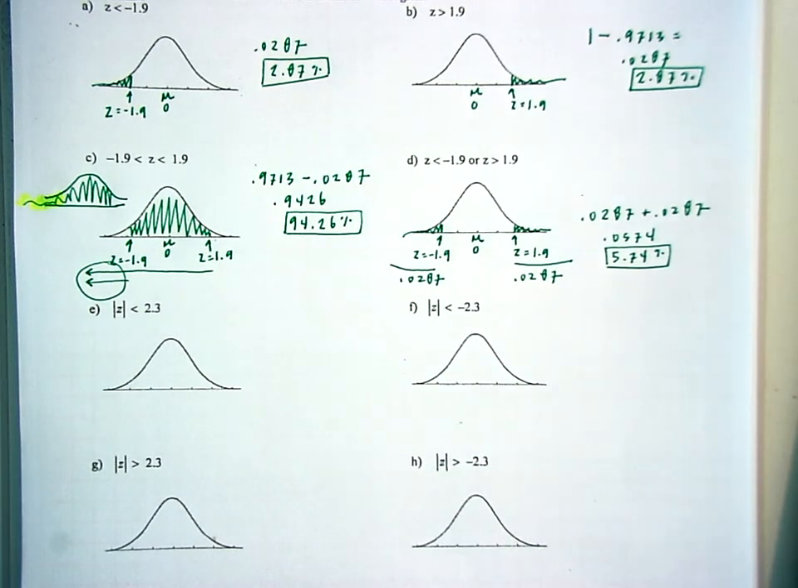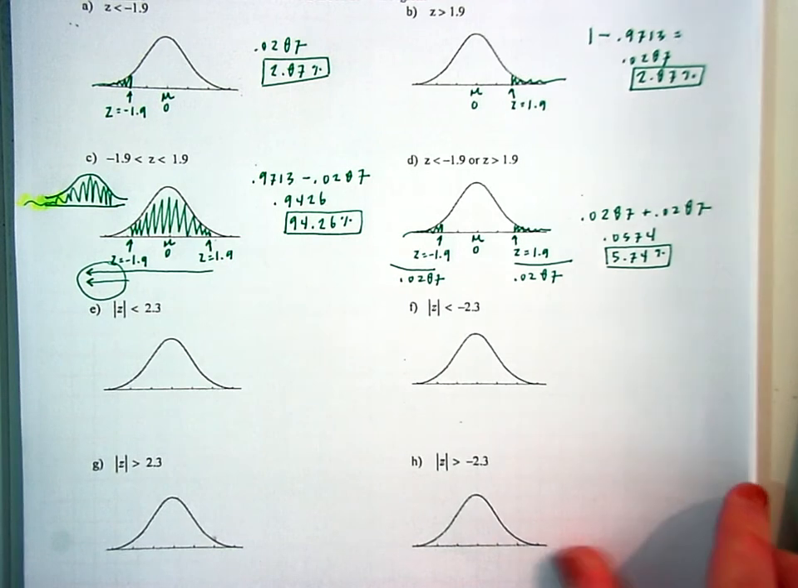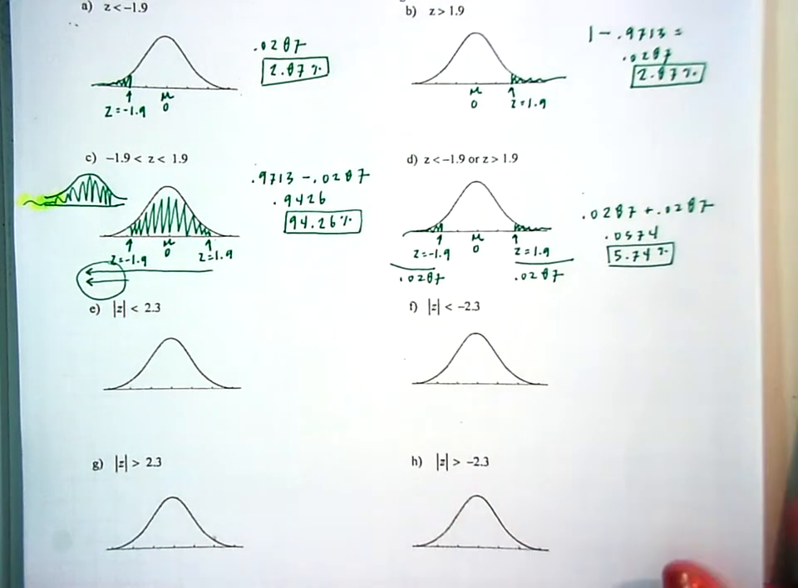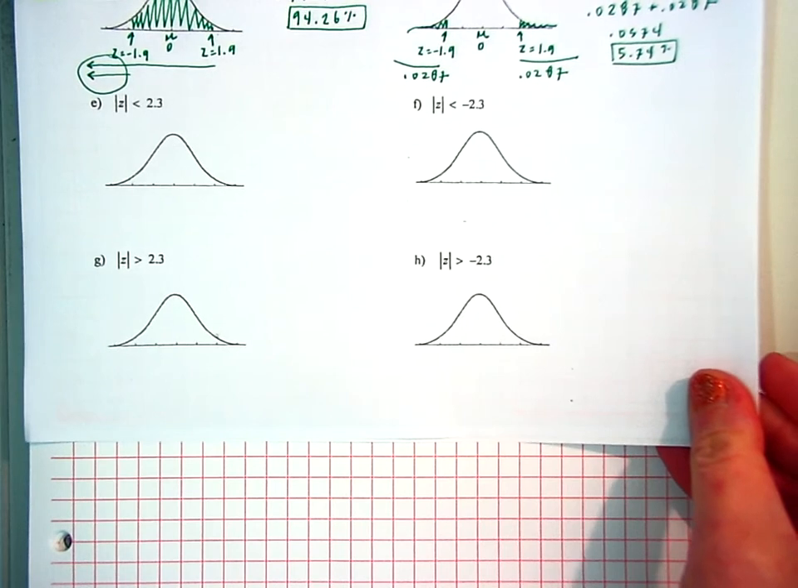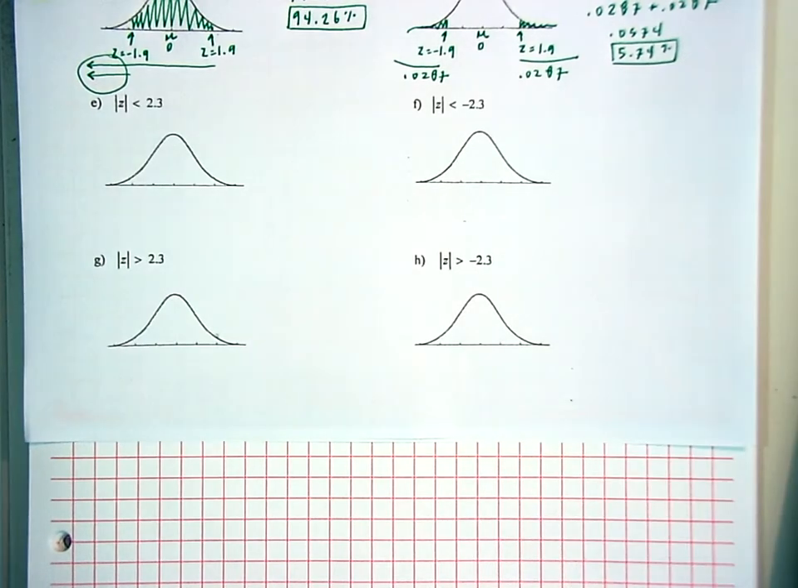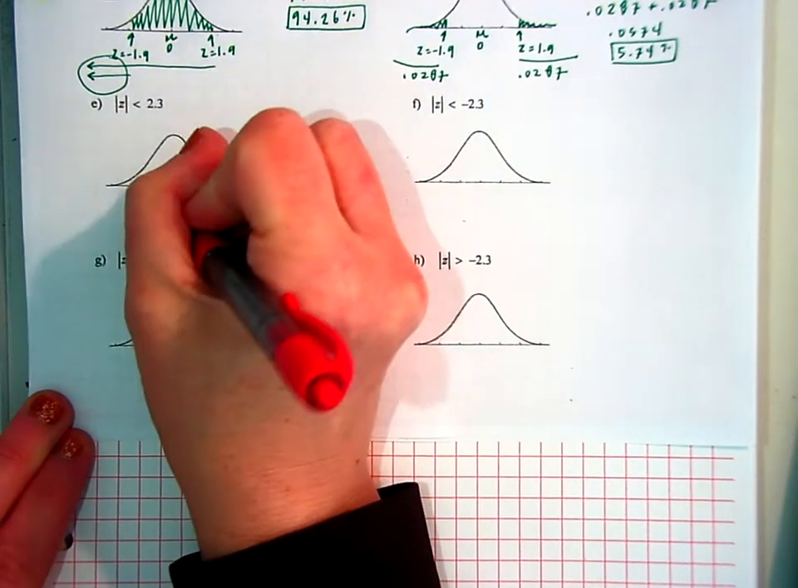Okay, the last variations, right? I'm trying to give you every variation in this problem. So the last four on this page, notice how we see magnitudes. We see the absolute value notation. So here, this first one is saying absolute value of z is less than 2.3. So it's saying that the distance, the magnitude from the mean, where the z-score is 0, has to be less than 2.3. So here we're going to go ahead and I'm going to mark the mean of 0.